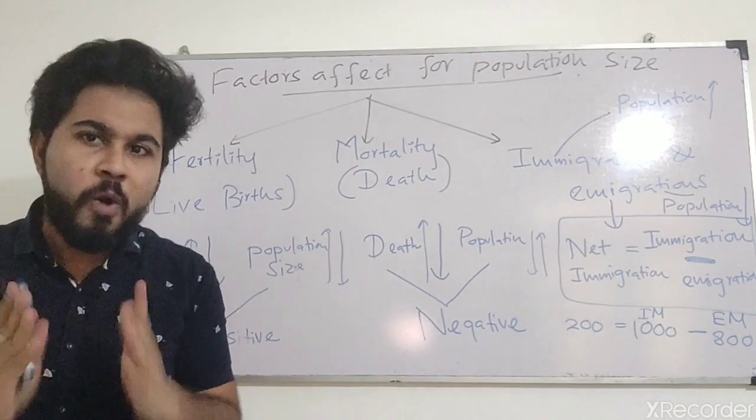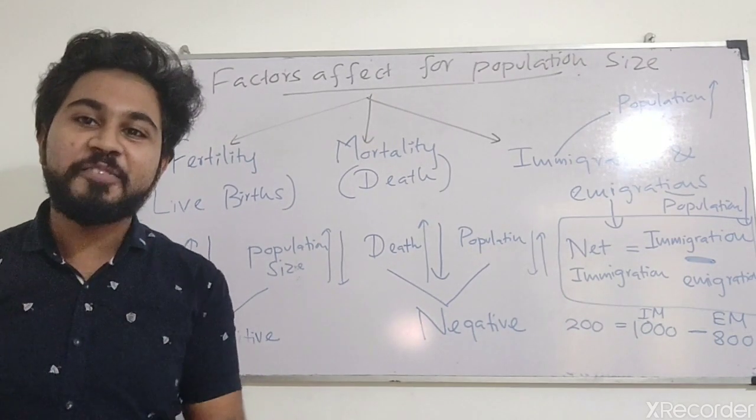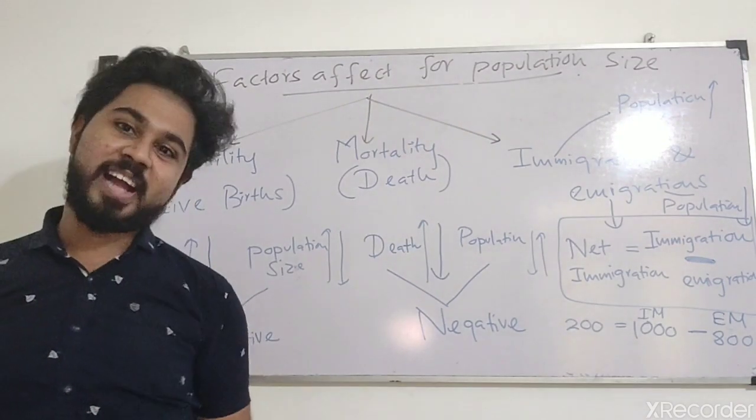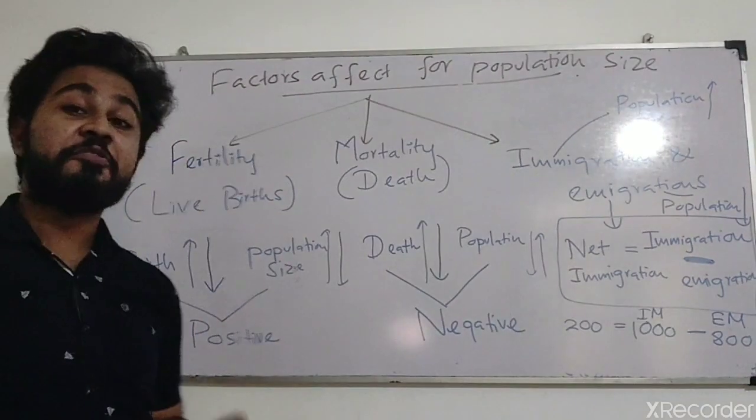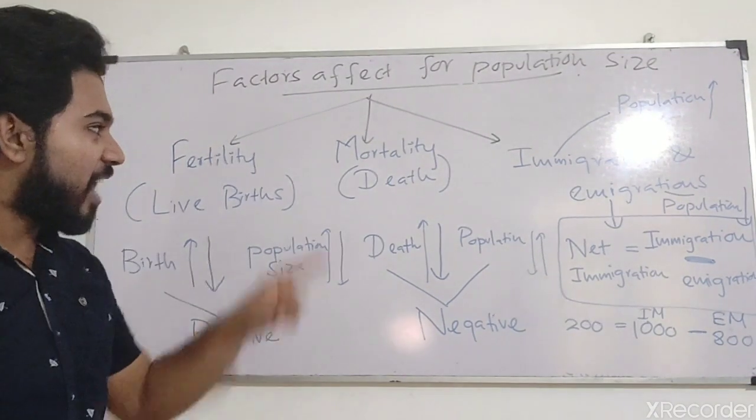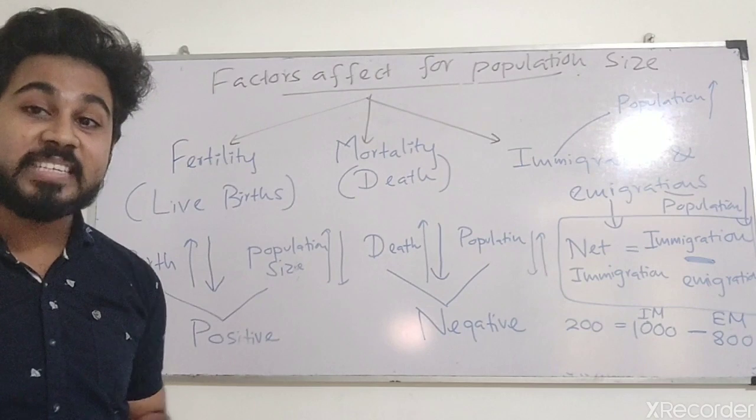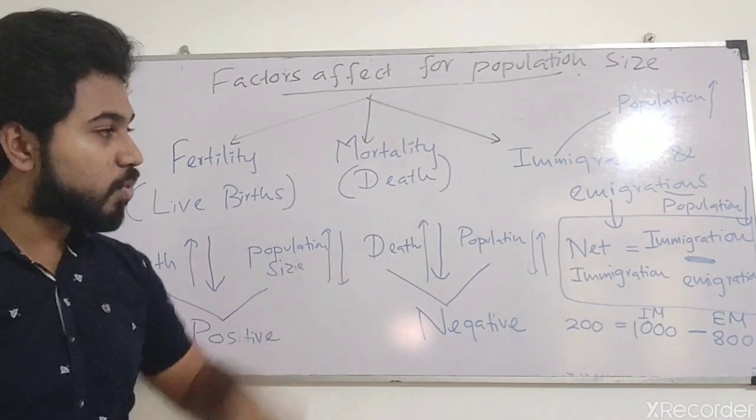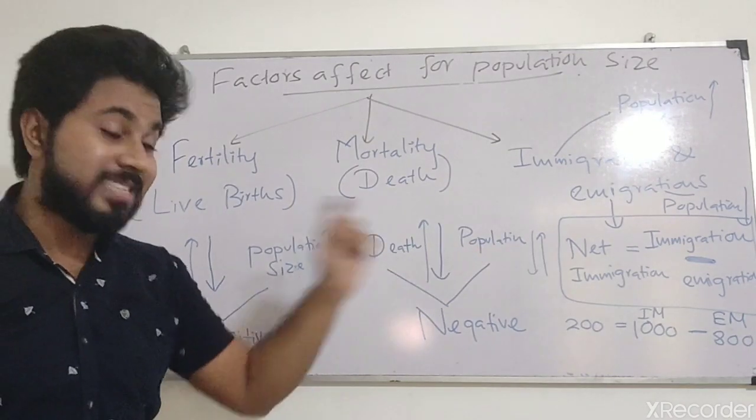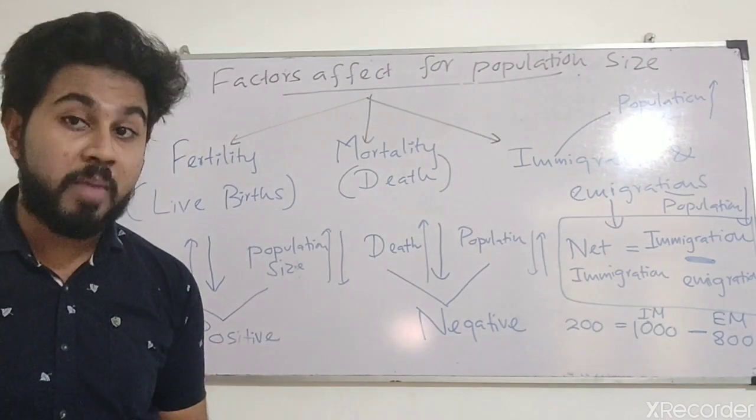So why is that? What are the factors that affect the population size? There are three main factors, as we learned. Number one, fertility, which is also known as live births. Second one, mortality, which is also known as death cases. Last one, immigration and emigration. The difference between those two concepts is net immigration.